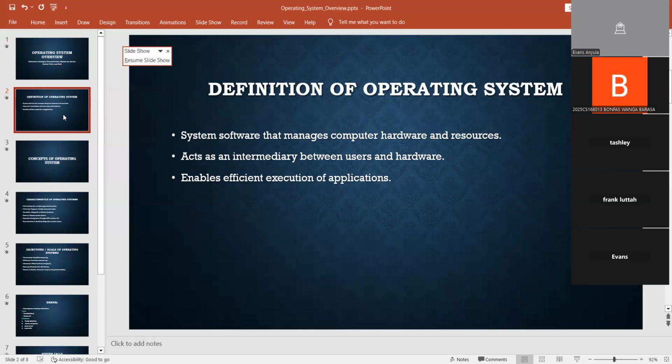The hardware are the tangible items that come with the computer to make the interaction between the users and the hardware linked together. So we also have that it enables the efficient execution of applications. It ensures easier, faster running of applications in the machine.